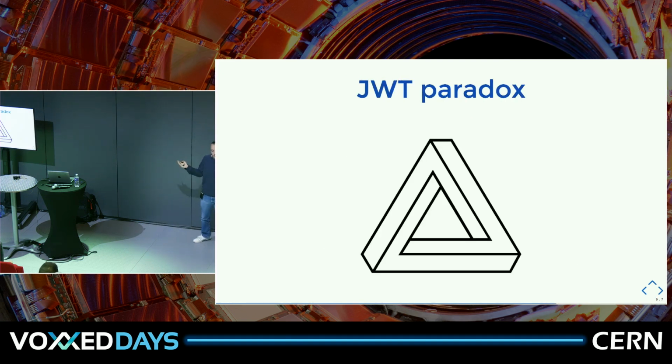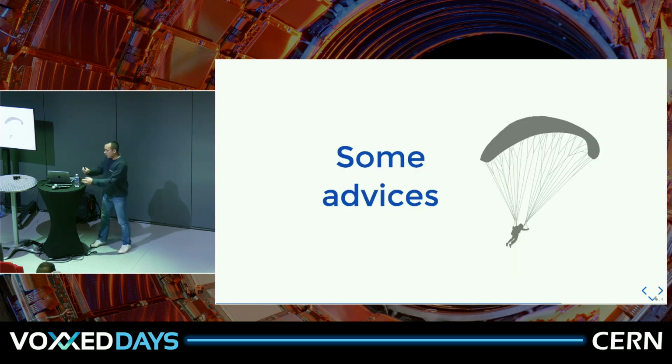And I will finish by showing the JWT paradox. You can't trust the token before having verified the signature, so the header part and the payload part. But you can't really verify the signature without trusting the header for knowing what kind of algorithm has been used, and so on. So you can't trust the header before the signature, etc. So there is kind of a paradox. I will give some advice to not act like that.